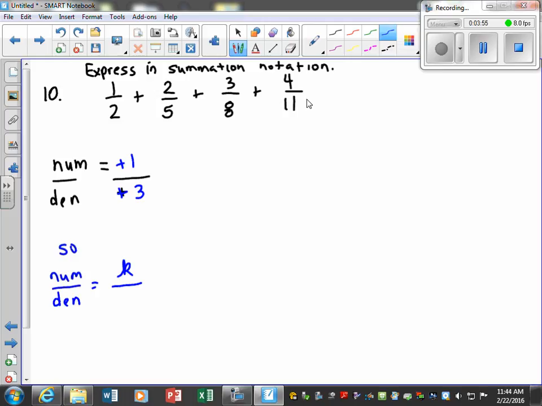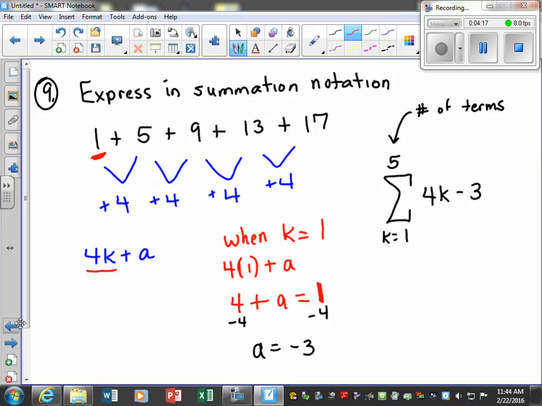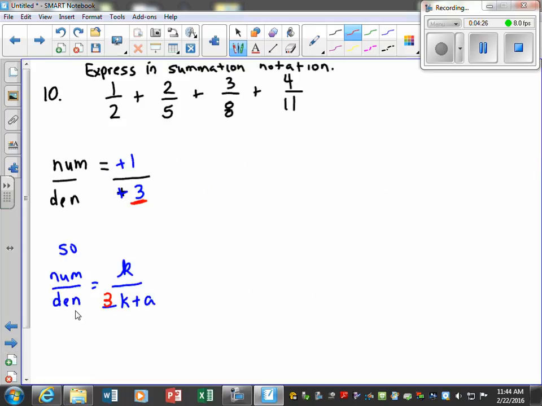And this one, there's something else going on. It's not just going up by k, so we know it's going to be in that format of something k plus a. Now, what's the something in front of the k? It's going to be a 3, right? Because we're talking about our denominator, for the same reason that we let our coefficient in front of the k be 4 this time, because that's how we got to the next term. In this case, when we're looking at the denominator only, it's going to be 3k plus a.